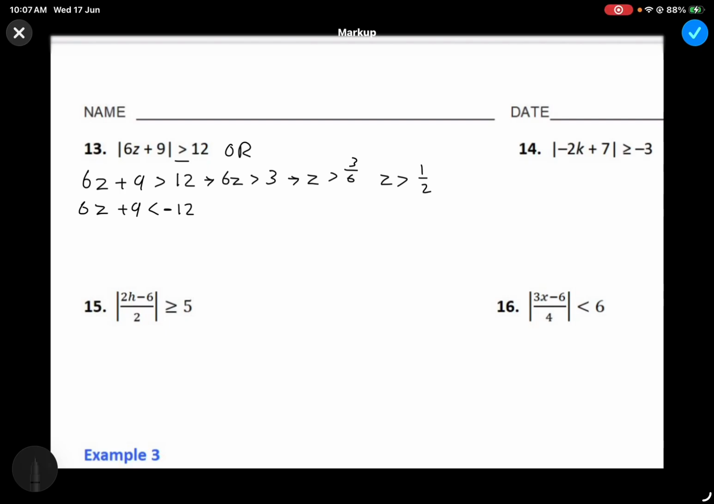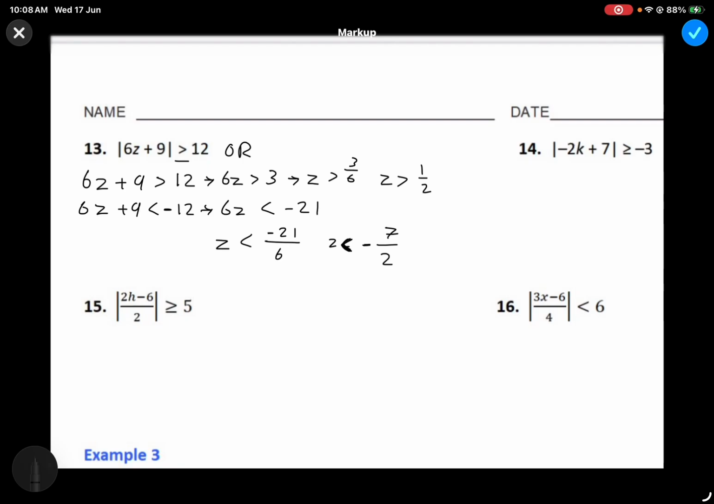Okay, I'm back. For the second one, we're gonna do the exact same thing. We do 6z is less than negative 12 minus 9, which is negative 21, okay? And then z is less than negative 21 over 6, which, if you simplify it, you can divide both sides by 3. Negative, okay, dividing both sides by 3, you get negative 7 over 2. And these are our answers.